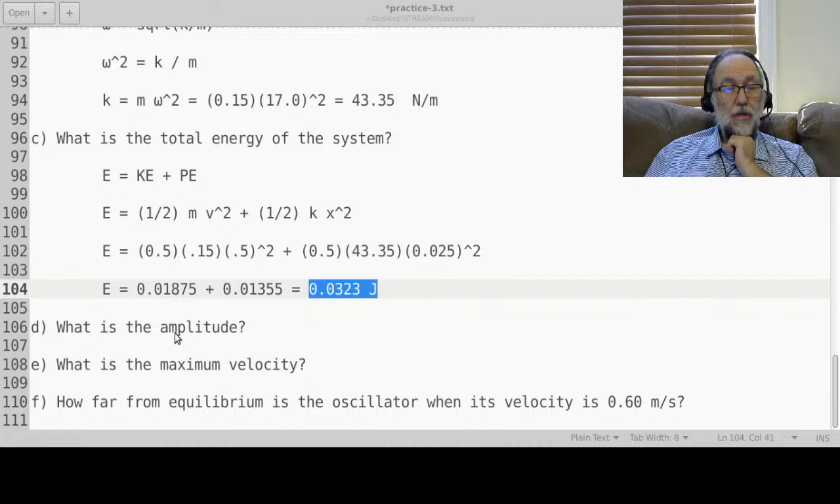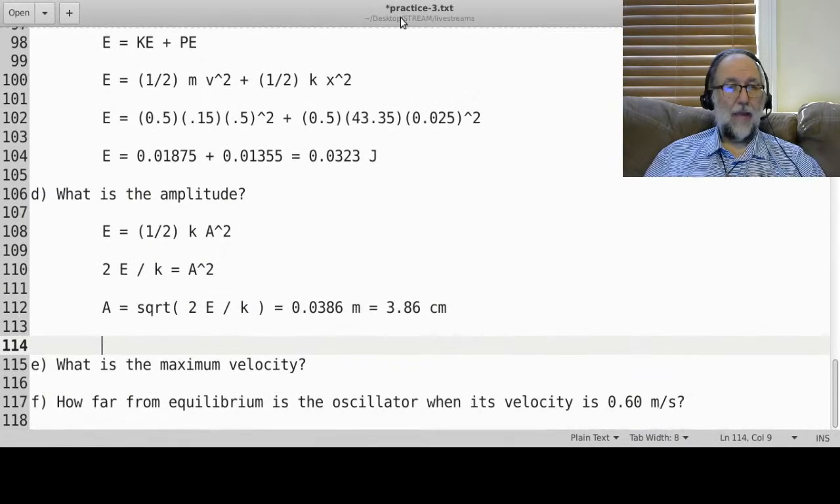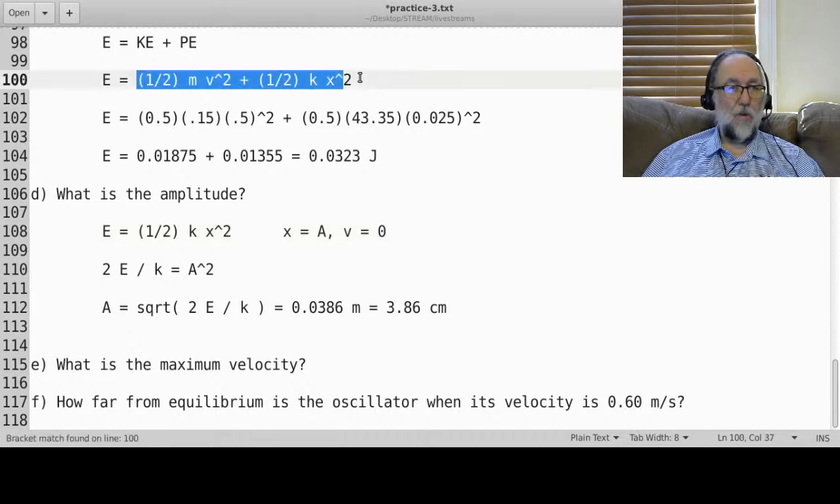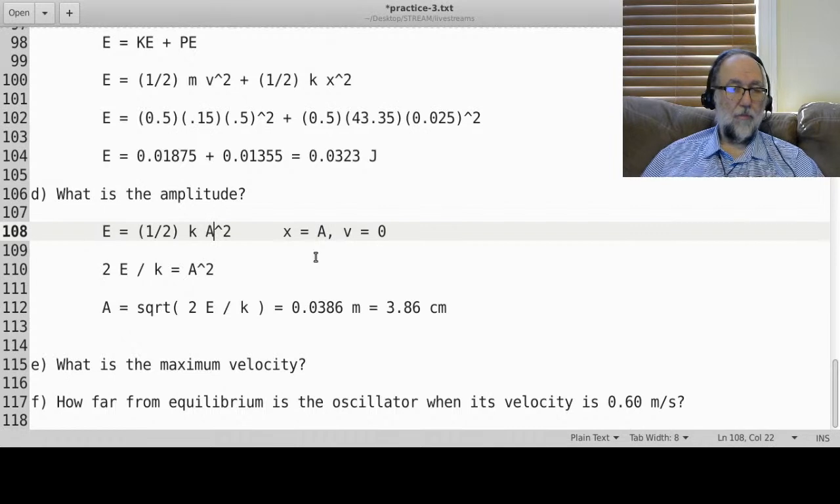Then I say, what about the amplitude? For the amplitude, is there a relationship between the energy and the amplitude? I kind of answered that a minute ago. Yeah, because when x is equal to A, v is 0. So what happens is this term goes away because v is 0, and this is the only term that remains. But that only happens when x is equal to A at the endpoint, and so there's your formula, okay?